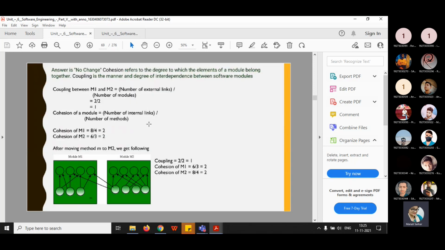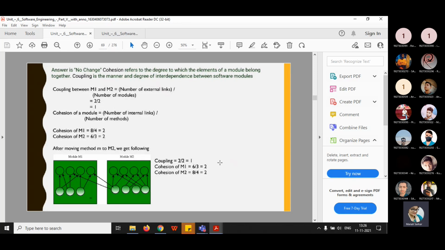So after moving M to M2, whenever we are moving this method M to this module M2, this is the final result we are getting. Now again, if we count the external links, it is again 2, so that's 2 by 2, that is 1.